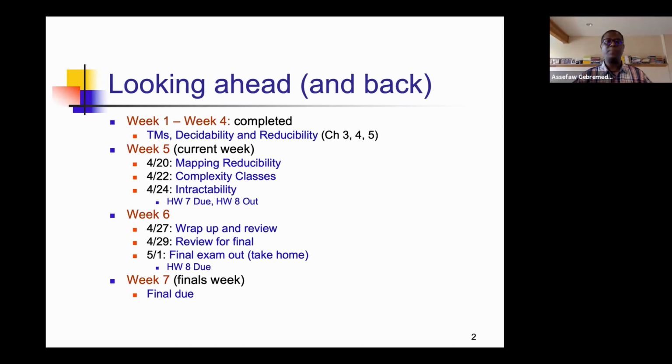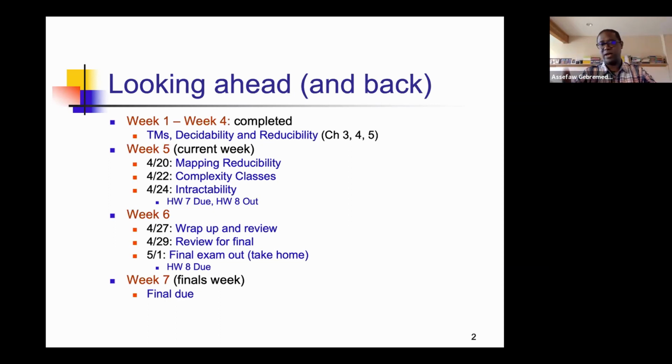So we have 2 weeks to go. This week is wrap up on reducibility and introduce complexity classes and intractability. Next week is, in one word, a week of review. And the last lecture will be devoted to introducing the final exam, which will be take-home. Week 7, you are going to be doing your finals, both in this course and in other courses. Ours would come on a day we will decide, but most likely the very first Monday. So this is what we are looking ahead.